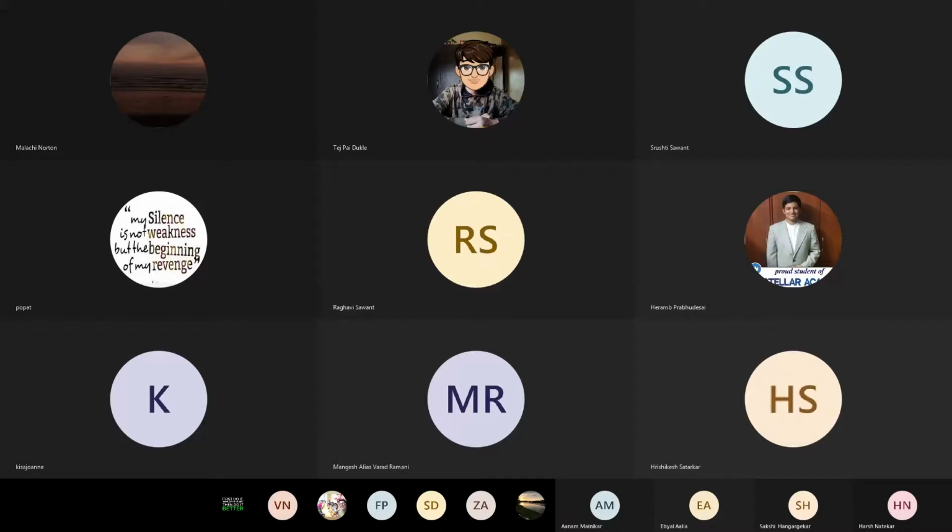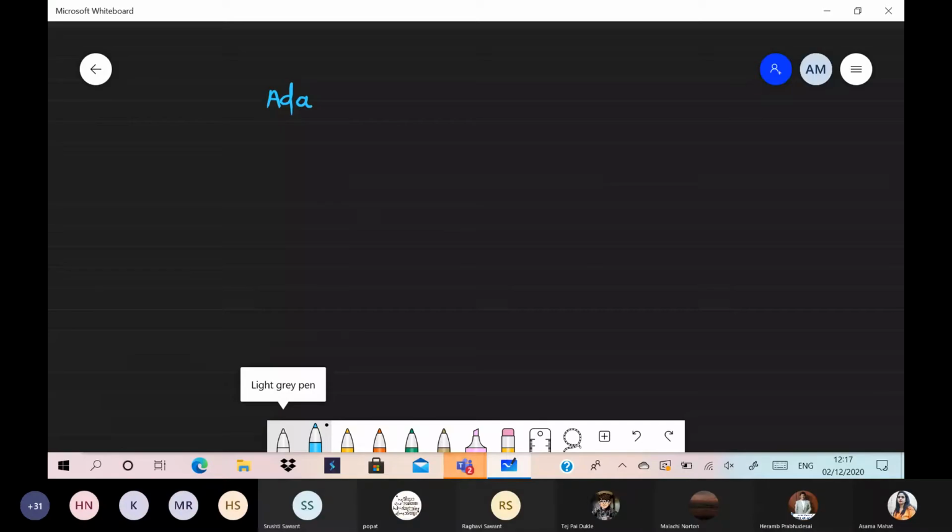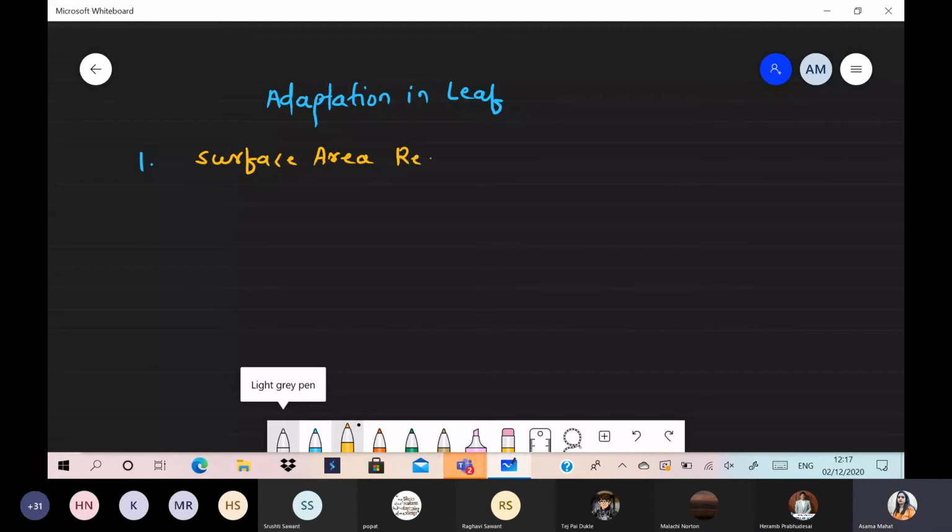Think about the next part with respect to adaptation in case of the leaf. The first adaptation present in case of the gymnospermic leaf is that the surface area is reduced. Leaf surface area, basically, is reduced.